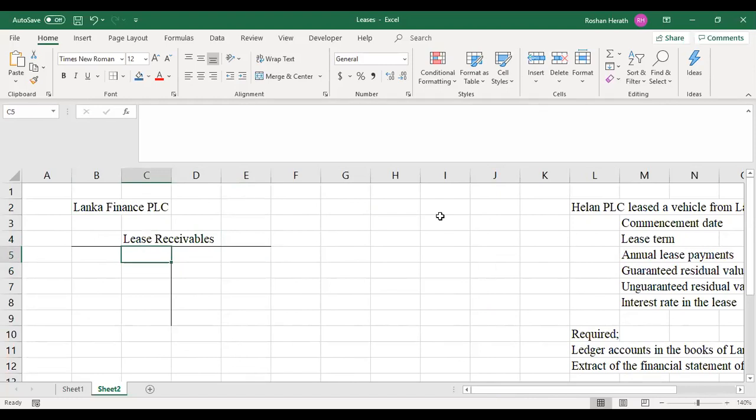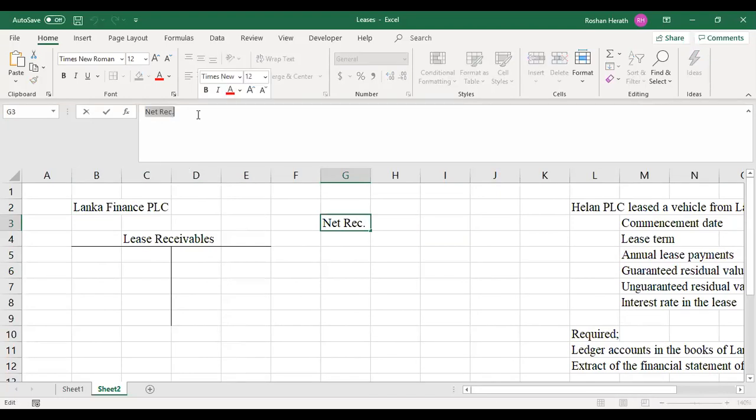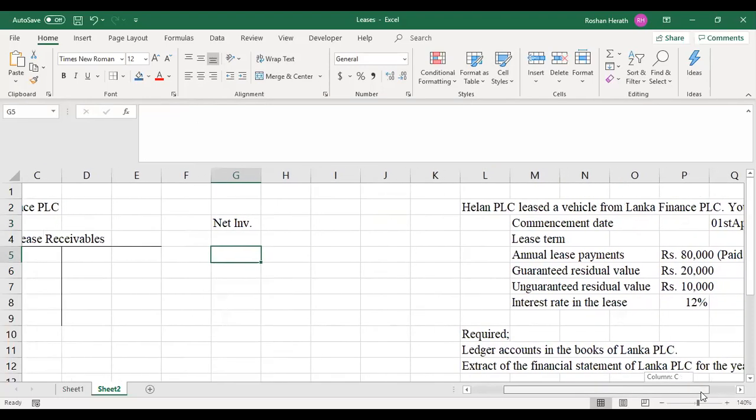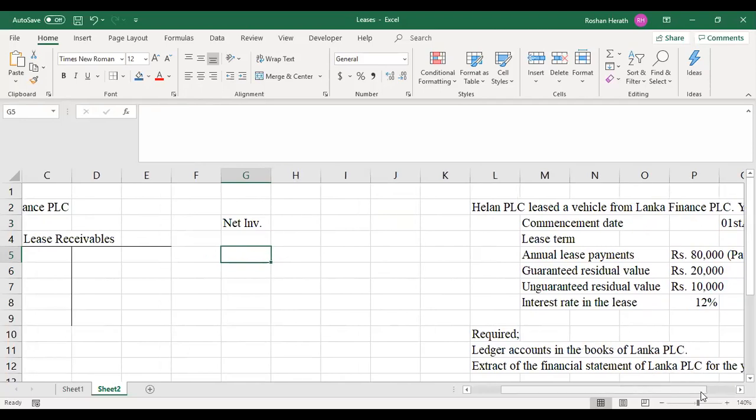It says that you need to recognize them at the net receivables. That's what the standard says. You need to recognize this lease receivable initially at its net investment, not net receivable, sorry, net investment. Then what do you mean by this net investment? It is the gross investment discounted at the implicit rate. Then what do you mean by the gross investment? It is the lease payment plus the unguaranteed residual value.